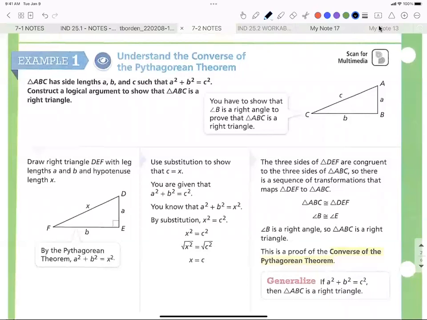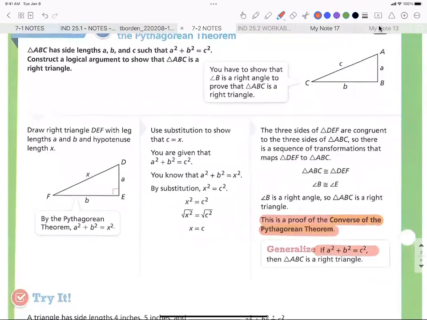Same thing here. All this example is telling you, here it is right here. Okay, the proof of the converse of the Pythagorean theorem. That is a big mathy way of saying right here: if a squared plus b squared equals c squared, then the triangle is a right triangle. So this right here is the very mathy way to say it. This right here is just kind of the everyday way to say it. Okay, we're going to use the Pythagorean theorem. And if it checks out, then it's a right triangle. If it doesn't, then it's not.